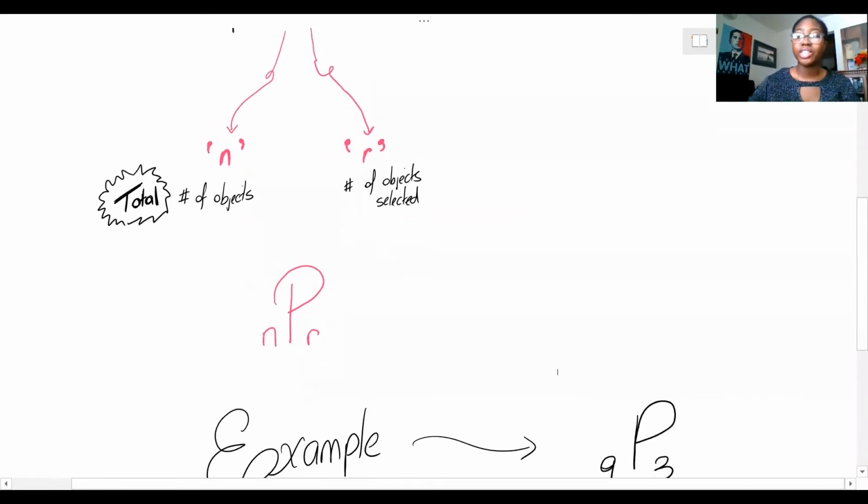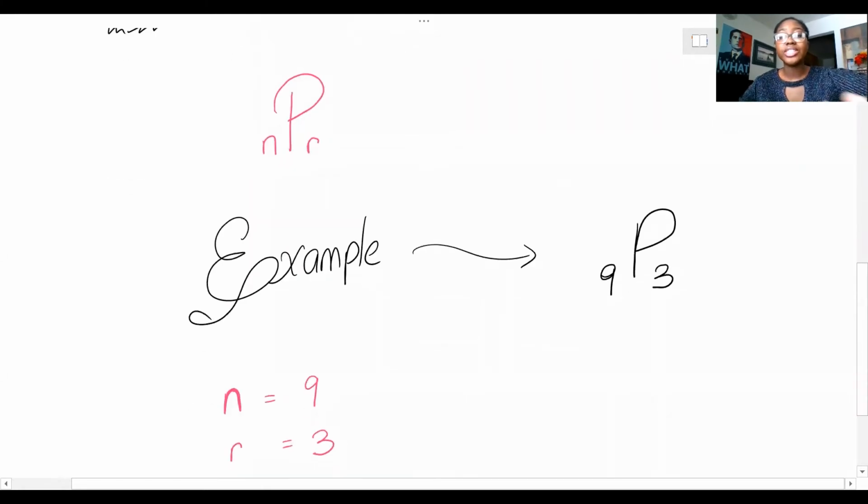Now, how do we write this out? So for P, you will have N to the left, and then you'll have R to the right. And this is important. Now, here goes an example. We have P with a 9 to the left and a 3 to the right.